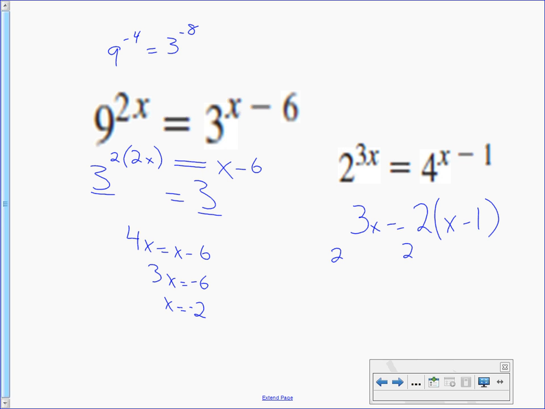All right, so you wind up with x is 1. What happens if you get weird looking numbers that don't have a common base? Then you can't do it. Then you have to do something else. We're not that far yet.